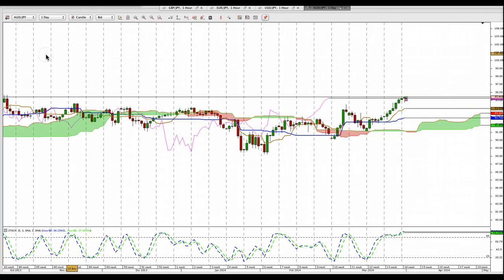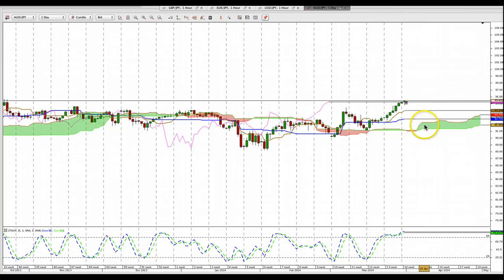Then I go to the daily chart, and I notice that price is above the cloud and above these two lines here. So I know that on the daily, the 4 hour, and the 1 hour chart, the yen crosses, Aussie yen, is in an uptrend. Okay.